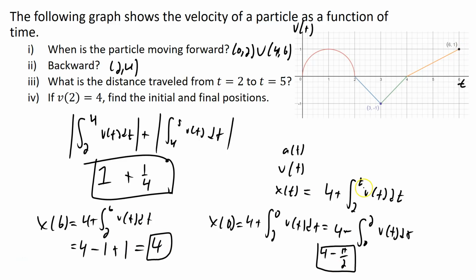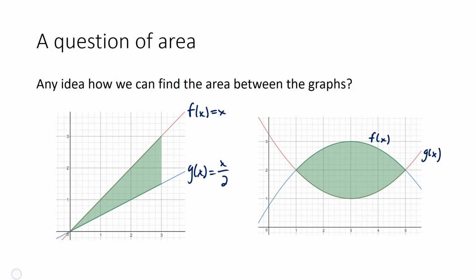Okay, so 4 minus pi over 2 at the beginning, then it increases up to 4, then it decreases a little bit, then it increases, and these two areas are exactly the same, so it just gets it all back. Cool. All right, so let's jump into some area.